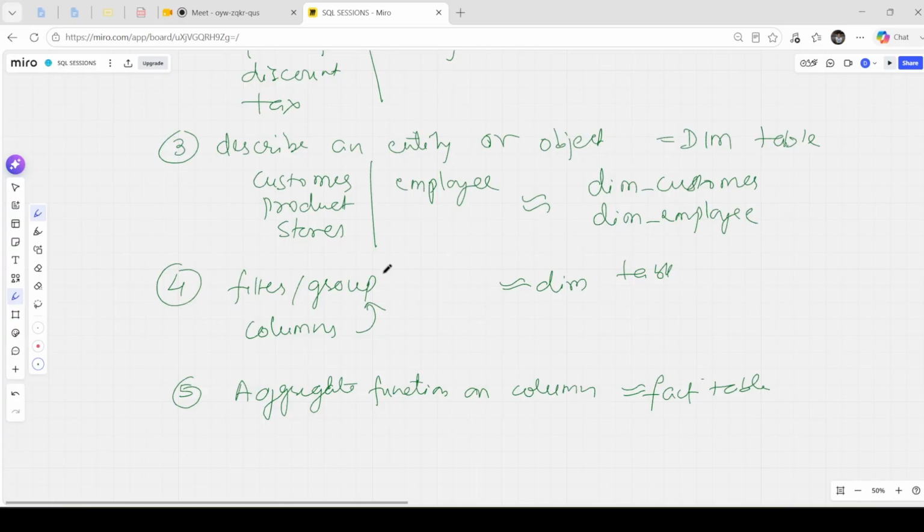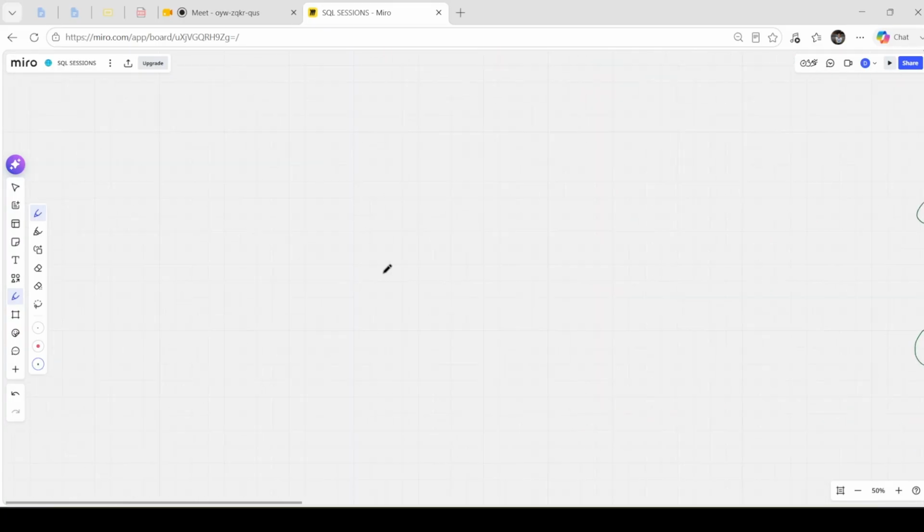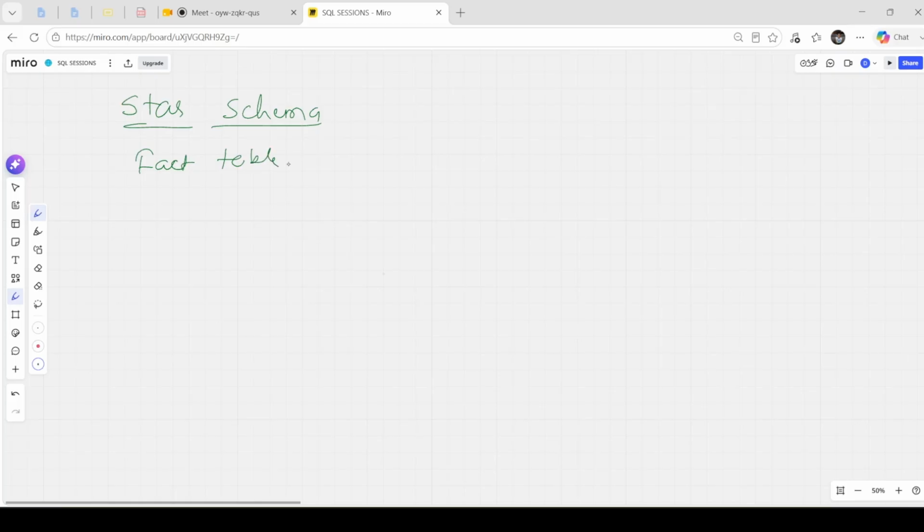Now let's understand all the 3 schemas. The first thing we need to be aware of is that there are 3 major types of schemas. Apart from this, there are 2 more, but the most common is the star schema. Okay. Star schema says that you are going to have one fact table and multiple dimension tables.